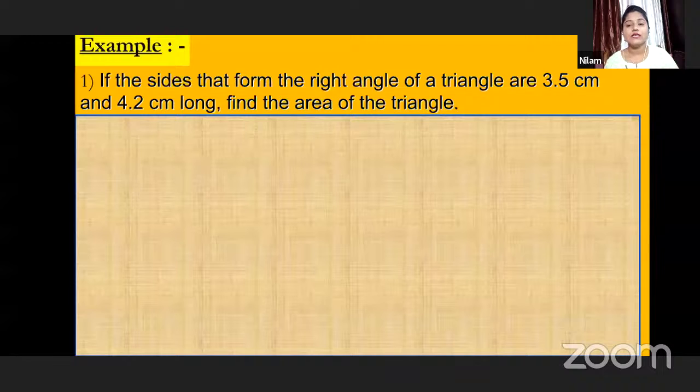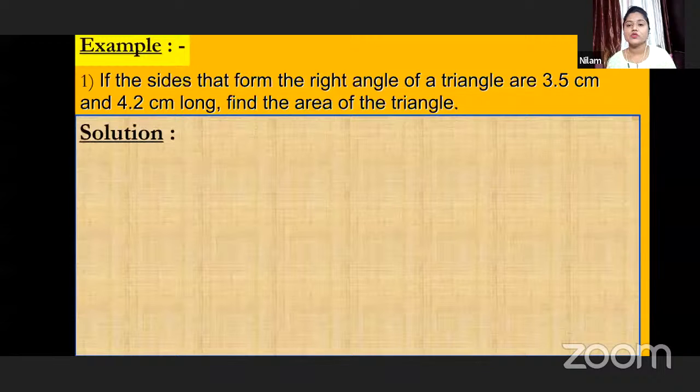See, children, in the question, base and height are not mentioned. That means these are the two sides of the right angle triangle. They are the same as base and height. You can consider them as base and height also. But in the question, it is specifically not mentioned that it is base and it is height. So we will take them as the two sides of the right angle triangle.